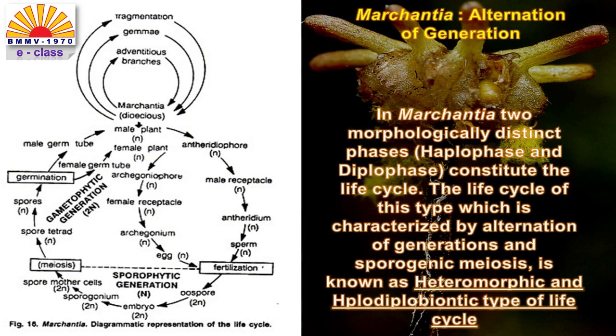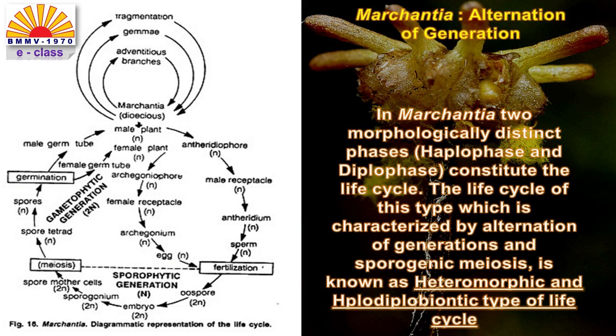Marchantia plants are dioecious in nature. Both the male and the female plants are separate. The gametophytic generation is the dominant generation, whereas the sporophytic generation is only represented by a mature sporophyte. The mature sporophyte contains foot, seta, and capsule.